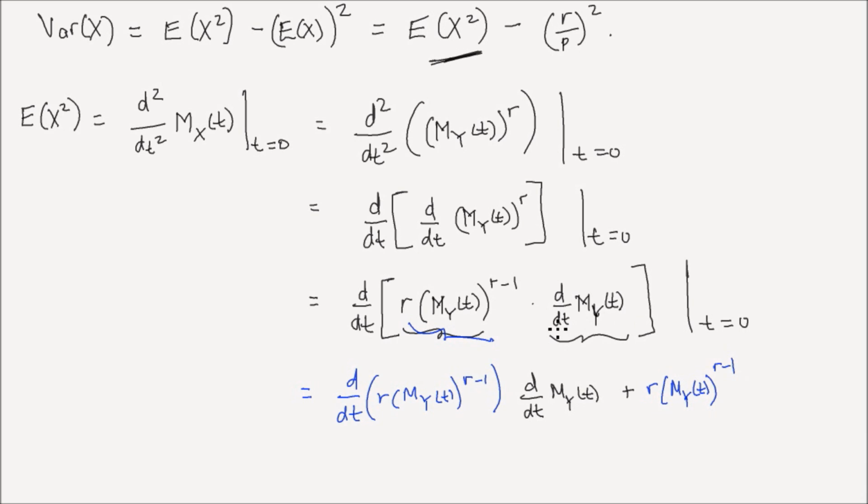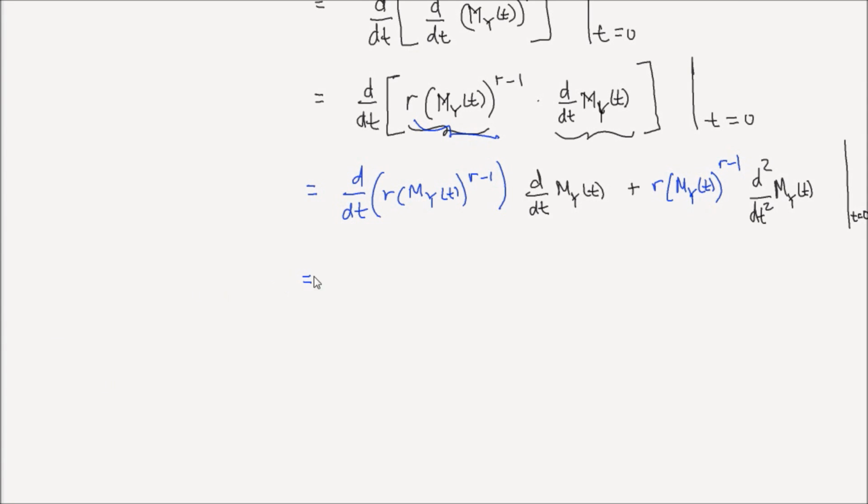So the derivative of the derivative here is going to be the second derivative, d squared by dt squared of M_Y(t), the whole expression evaluated at t equals 0. Now this is equal to, let's take this derivative. That's going to be r multiplied by r minus 1 times M_Y(t) to the power of r minus 2, multiplied by the derivative of the inside, so that is times d by dt of M_Y(t).